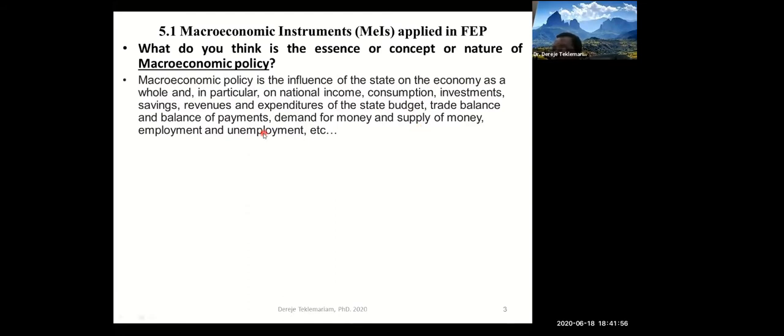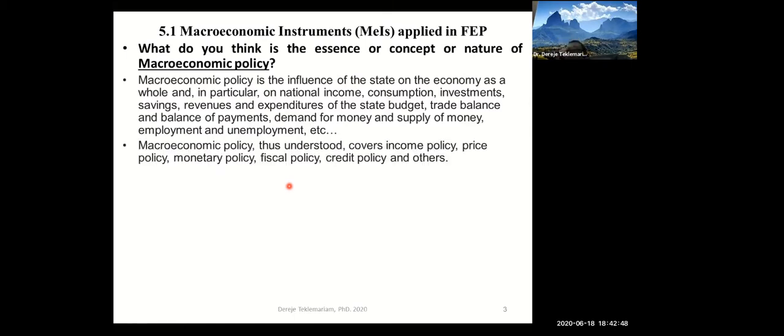In particular, let's say on national income, it can be on aggregate consumption, on investments, on saving, the effect of governments on revenues and expenditure of the state, generally the budget, on the balance of payments, even on trade balance, and then the effect of government on the economy through the supply and demand of money. We call it monetary policy, and then others like employment and unemployment issues. So macroeconomic policy is a very broad issue that tells us the influence of the state on the economy as a whole.